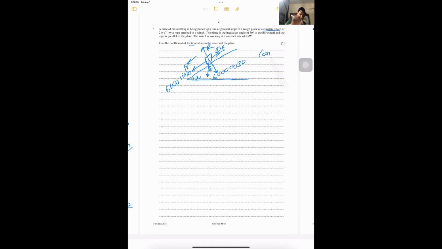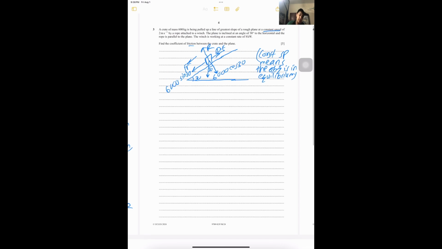Since it's constant speed, it means the object is in equilibrium. I hope that would be clear. This is a common concept you need to know actually. So if we do it, 8,000, okay, let me just show you one more formula. Power is F times V, Fv, or F is power by velocity. So 8,000 by 2 is our driving force, right? So this is just side working. So this is that. It's equal to the friction.